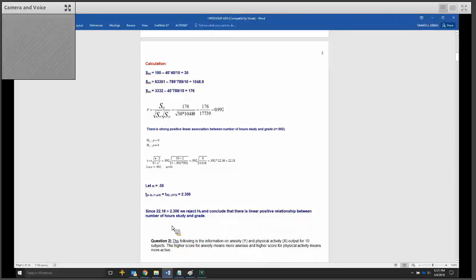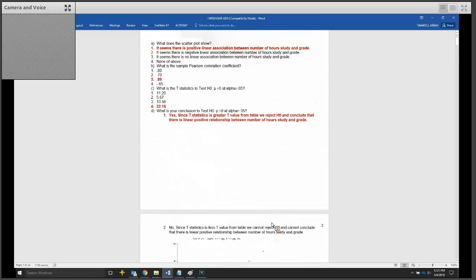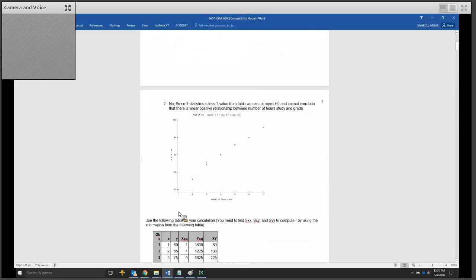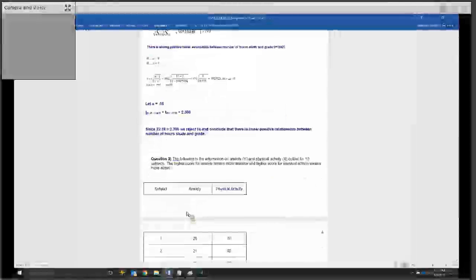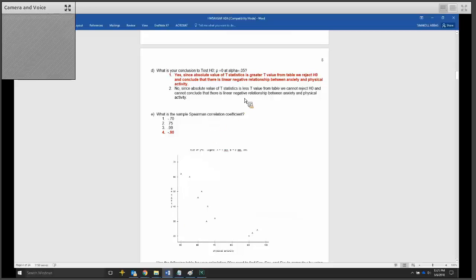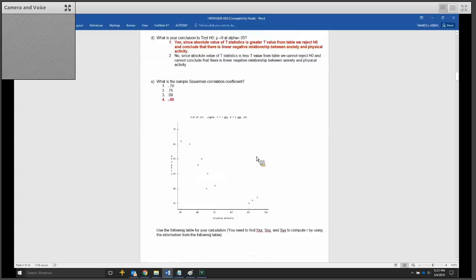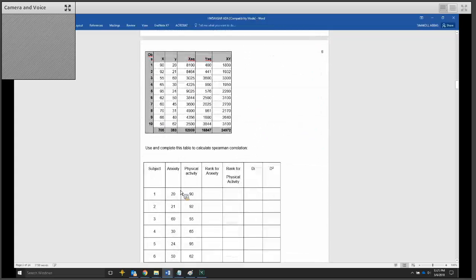In the t-table, you have two sides. The tail you wanted to look at with 8 degrees of freedom is 2.306, which comes from there. So since 22 is greater, you reject the null, and you conclude there is a linear positive relationship between hours of study and grade.